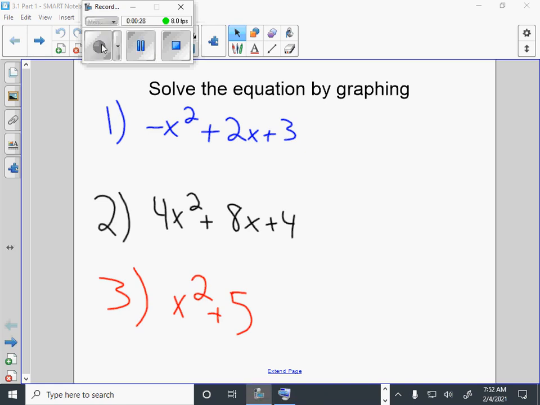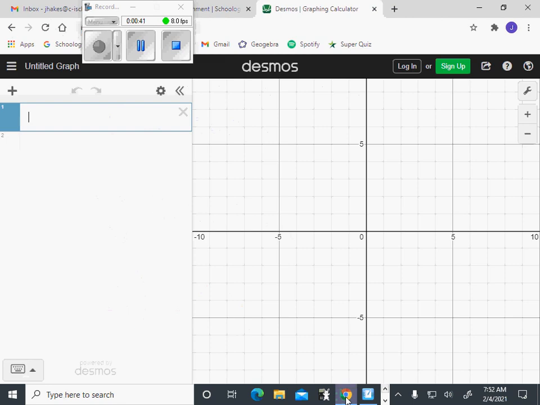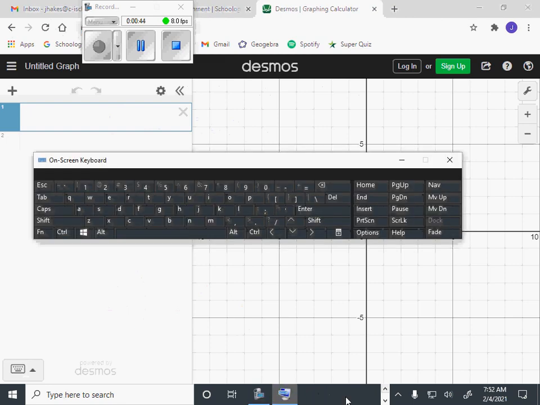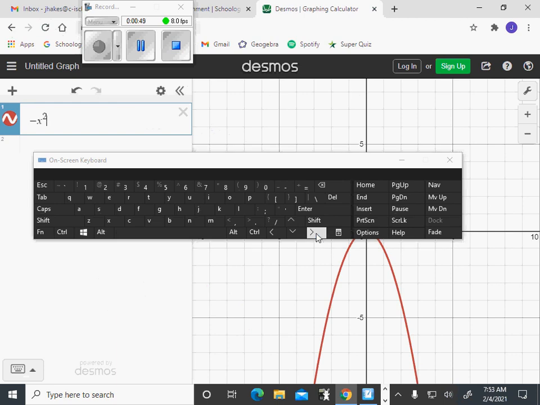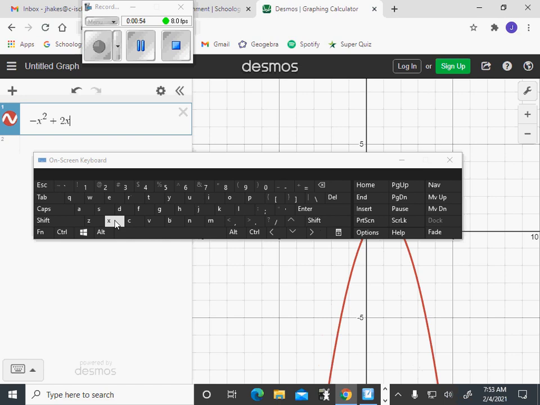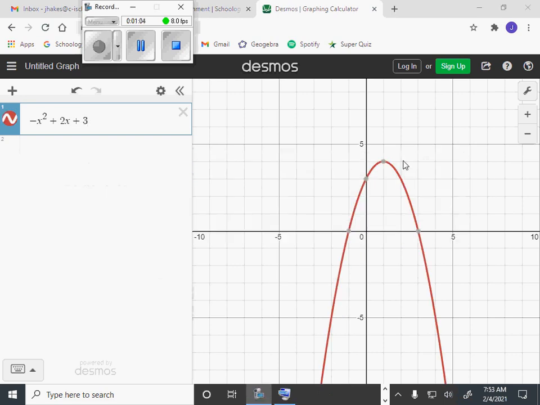Okay, so what we're going to do is we're going to take this equation, negative x squared plus 2x plus 3, and just plug it into a graph. If you have a graphing calculator, you can throw it on there. I'm going to go to Desmos. So negative x squared plus 2x, plus 3. Okay. So now we're going to look at our graph.